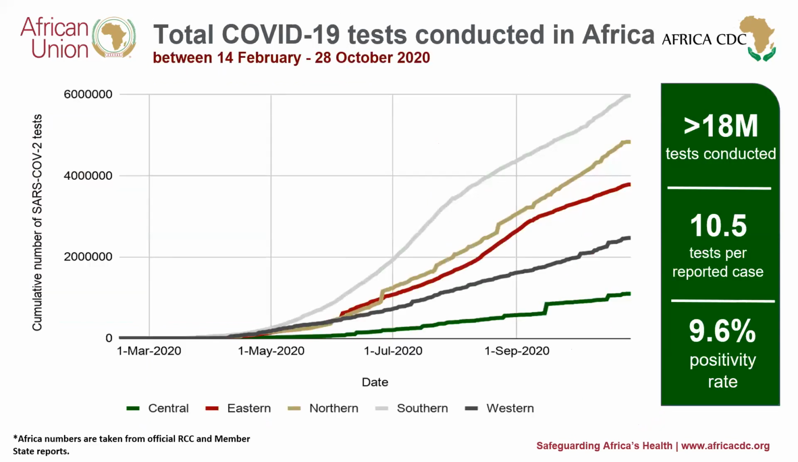So this is just looking at the cumulative number of tests conducted on the continent from the beginning of the pandemic till now. We have more than 80 million tests conducted, and we can see how it varies according to the region, with southern leading, followed by northern, eastern, western, and then central. Against cumulative cases in total, we have on the continent a 9.6% positivity rate.